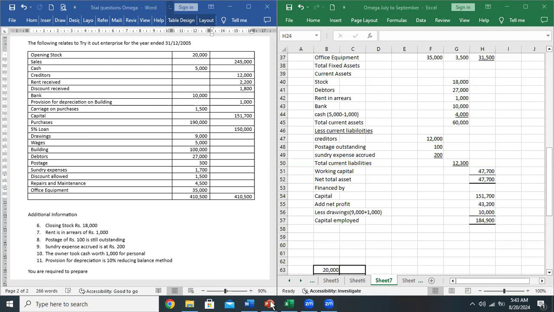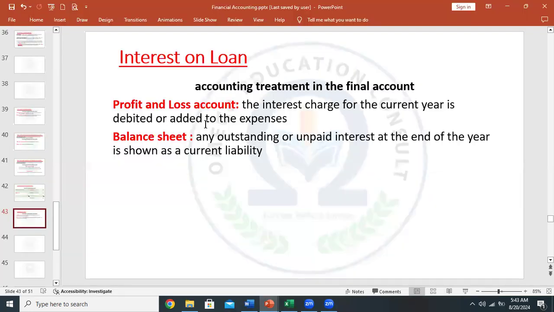In the profit and loss account, as you see here, the interest charge for the year is debited or added to expense. So you calculate the interest and put it there. If they didn't give you any rate, but you see in the question, maybe interest on loan, 5,000, pick that figure and put it in there as your expense, 5,000.